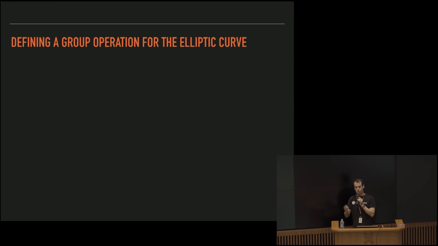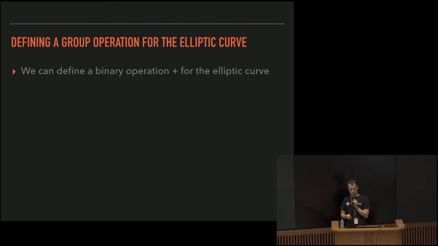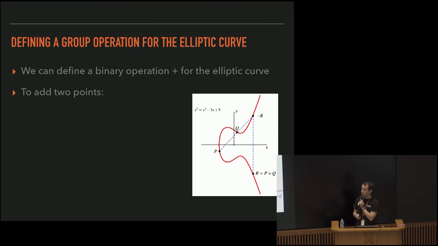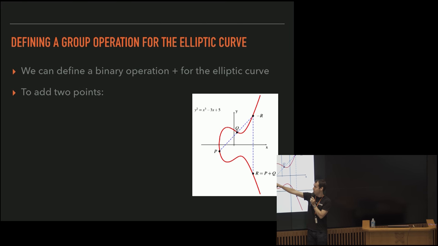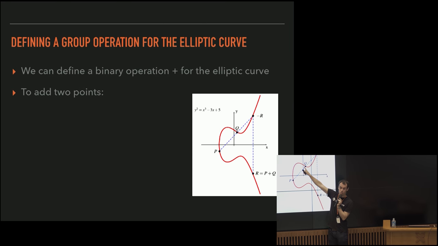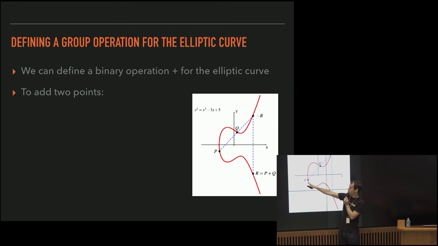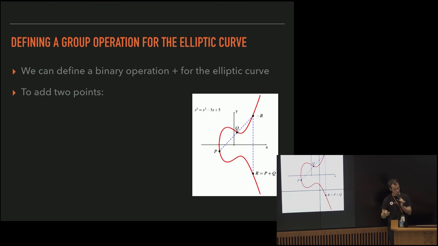Okay, going back to what I talked about earlier, groups, we can define a group operation for points on this curve. And we define it as follows: to add 2 points, so if we have a point P and another point on the curve Q, to add them, we draw a line, see where it meets the curve, and then mirror it by the x-axis. So here, P plus Q equals R. That's a binary operation in the group.